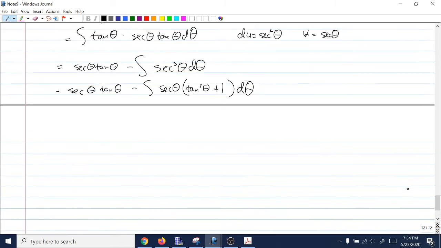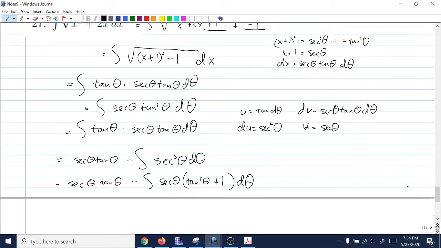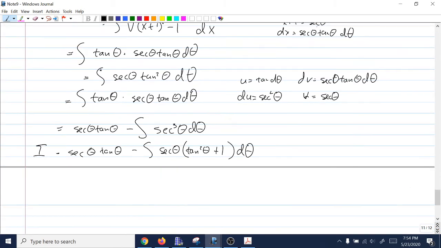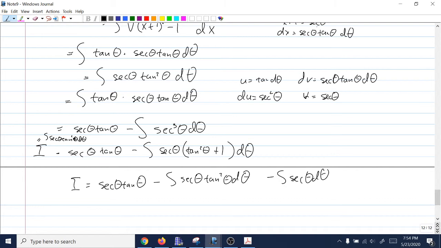So my original integral, the integral of secant tangent squared, is going to be secant theta tangent theta minus the integral of secant theta tangent squared, minus the integral of secant theta. Move this to the other side. 2 my integral equals all that stuff. So my integral is half of that stuff.